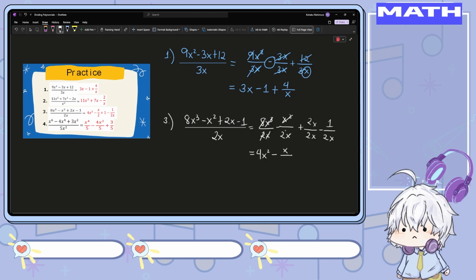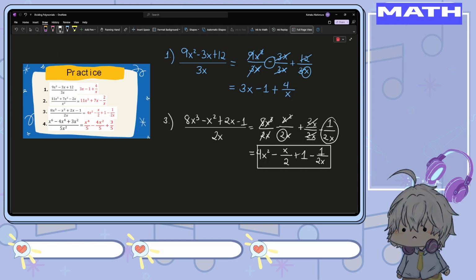But here's the thing, we will be left with 2 in the denominator. Plus, the same thing being divided will just be equal to 1. And last but certainly not least, we don't do anything with this one because it's already in the simplest form. Thus, we just write 1 over 2x. Thus confirming that this is the final answer. Pause the video if you want to solve for numbers 2 and 4.